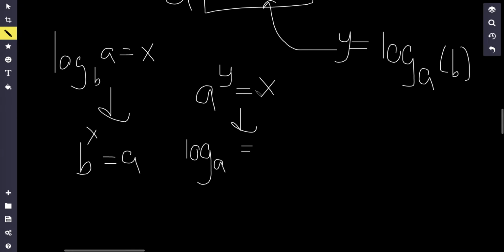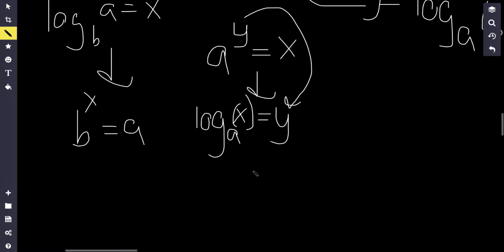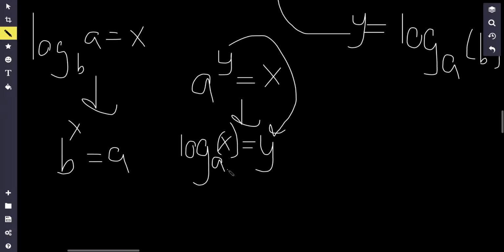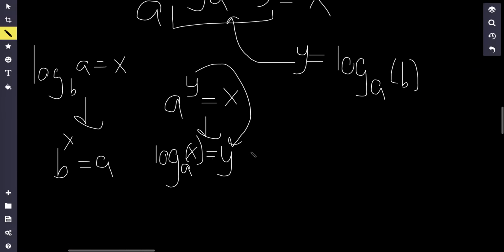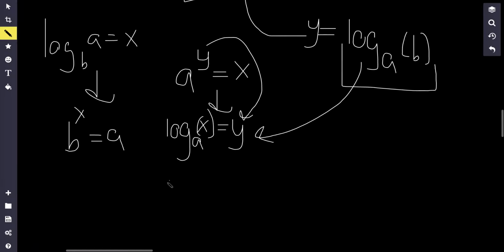The thing on the other side, the thing that it's equal to, becomes the thing inside the parentheses. And the exponent that this base is raised to becomes our answer. So we get that log base a of x is equal to y. Now what you'll notice is that we know that y is equal to log base a of b, so we can substitute that back in for y. We can say that log base a of x is equal to log base a of b.